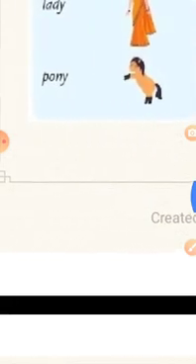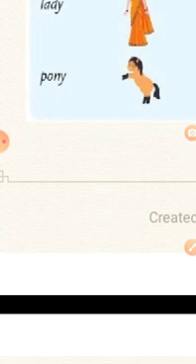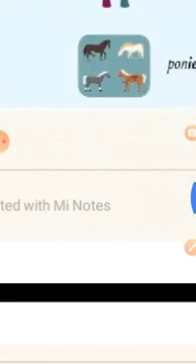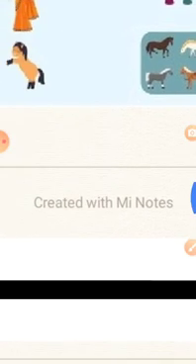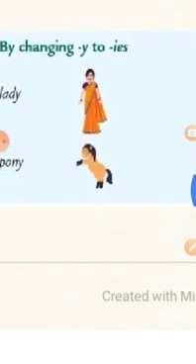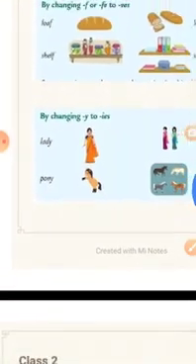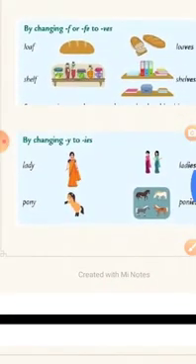So here you see there's only one pony. Pony means a small baby horse. And here there are 4. So we say 4 ponies. So these are the 2 spelling rules which you have to remember today and learn it well.